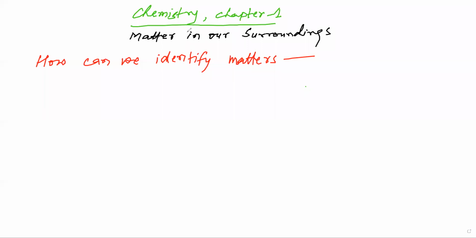There are some basic concepts to identify which are matter and which are not matter. I have given some examples for this. There is some confusion also. When I unmute you, then you ask your confusion. Firstly, how can we identify matter?